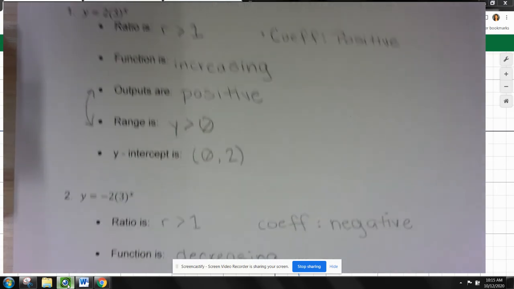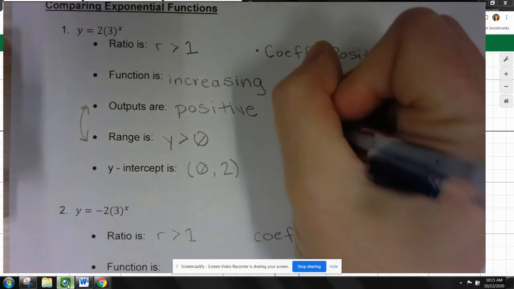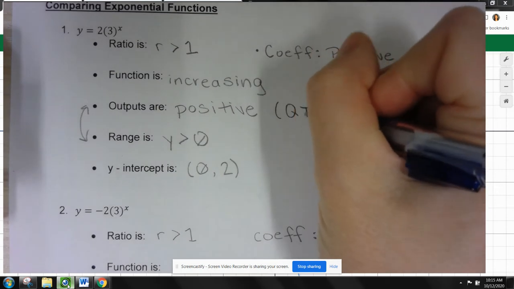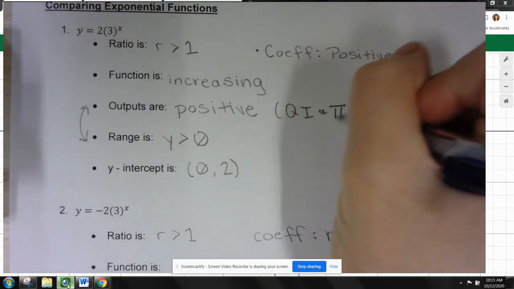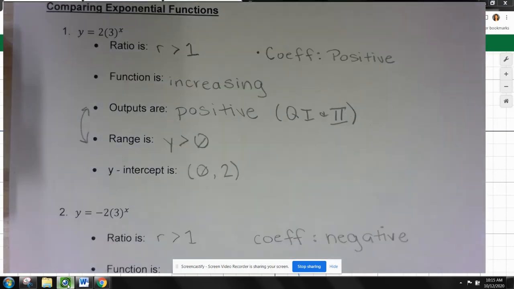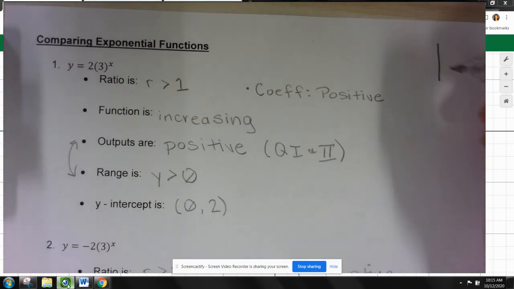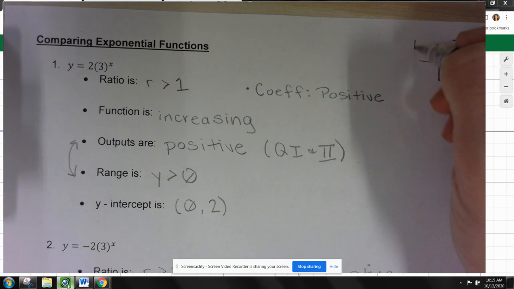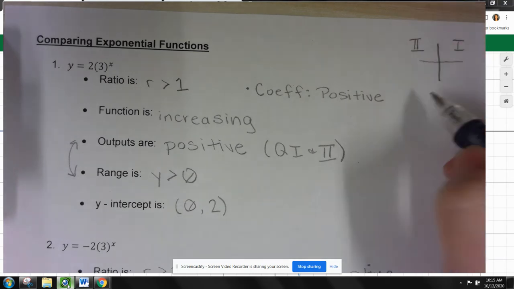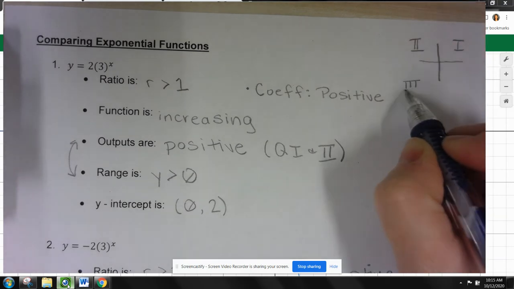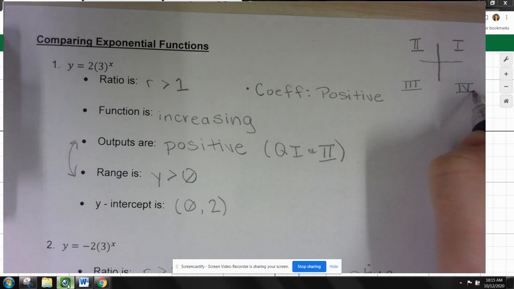Previously, I forgot to jot this down, when it's positive, that meant it lived in quadrants 1 and 2. And if you think about our coordinate plane, this is quadrant 1, this is quadrant 2, this is quadrant 3, this is quadrant 4.